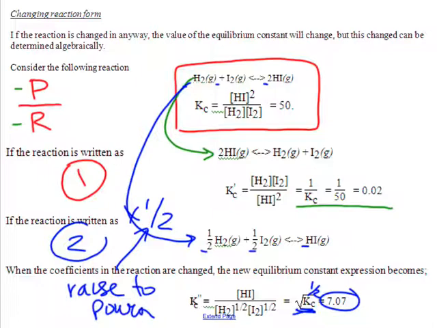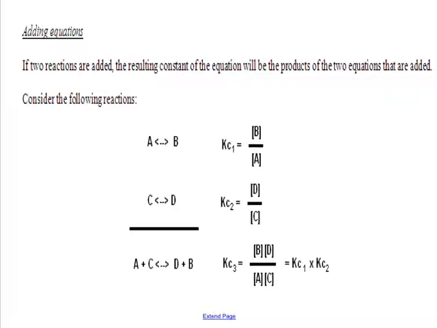Okay, so if you multiply by 2, you're going to square it. If you multiply by a third, you're going to cube root it. Got it? And the last way is what happens when you add equations to get a new K. Well, when we added equations in thermo to get a new delta H, what did we do to the numbers? We just added them, right?